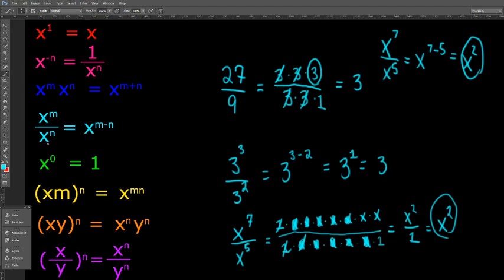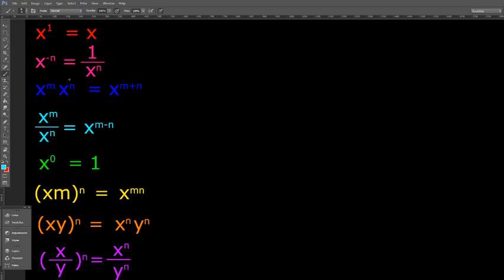Which brings me to this green color, which at first glance doesn't always seem very obvious: x raised to the 0th power, and this x is just a stand-in for any number. Any number raised to the 0 power is equal to 1. And using what we've proved up here, we can actually prove this down here.